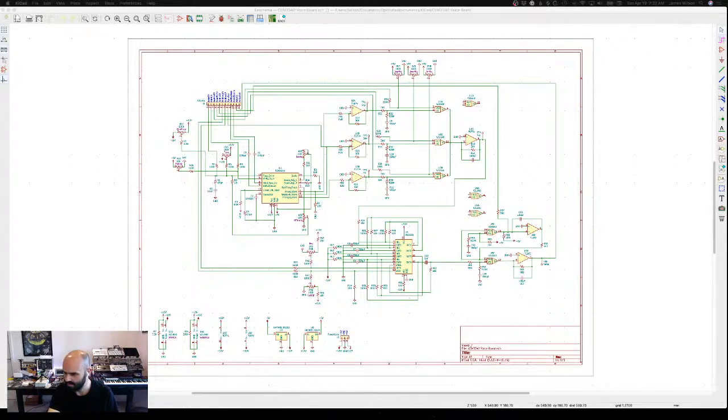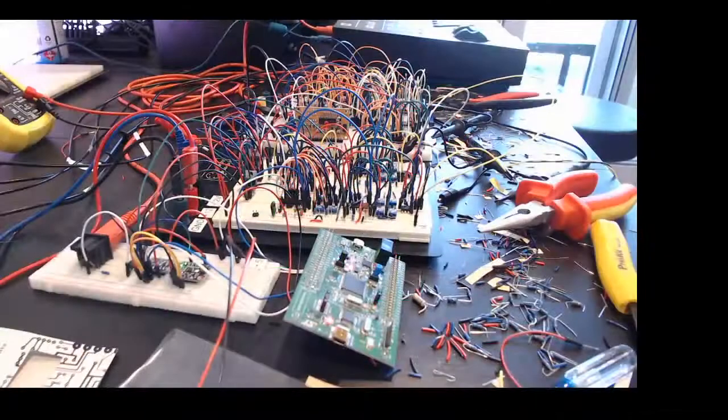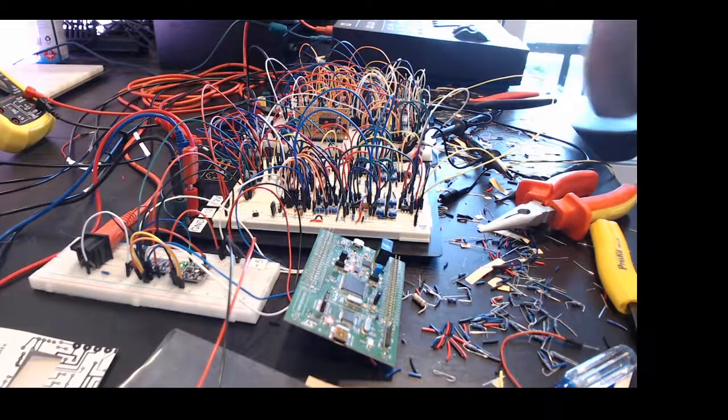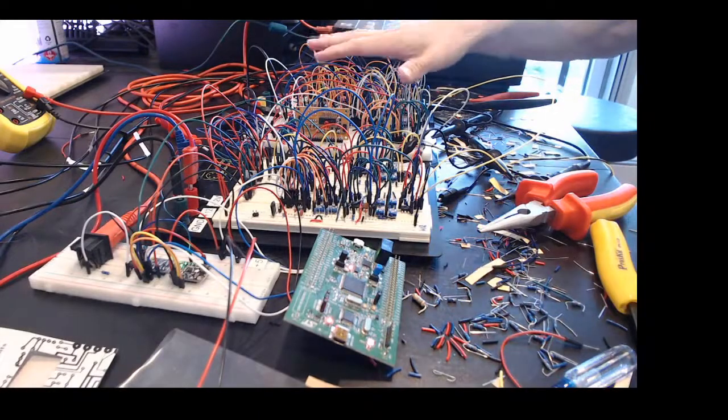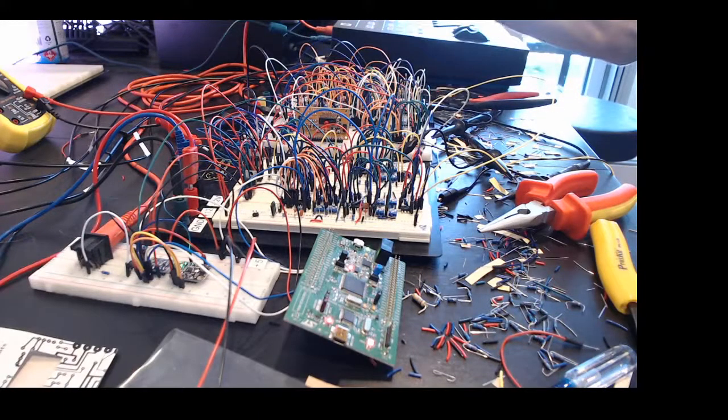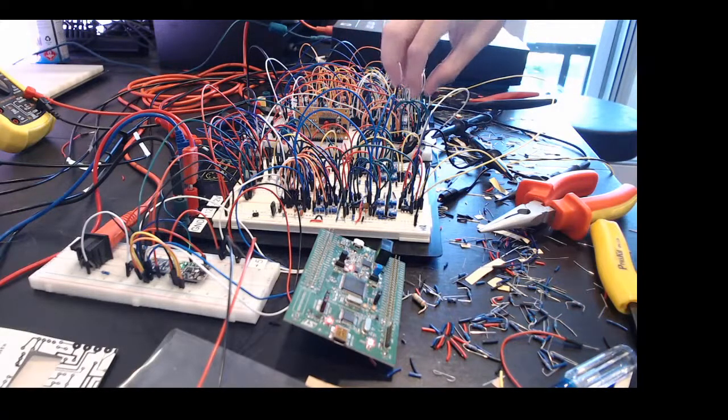So this is the schematic that we're working off here, but it's way more interesting to look at what we're doing on the workbench here. Quick overview of the layout we've got here. This red breadboard is divided into three voices, each a combination of an oscillator, amplifier, and filter. There are two note voices and then a sub note, one or two octaves down, and they get mixed together in a mixer section here.